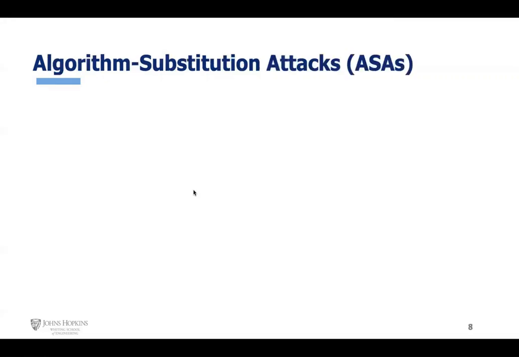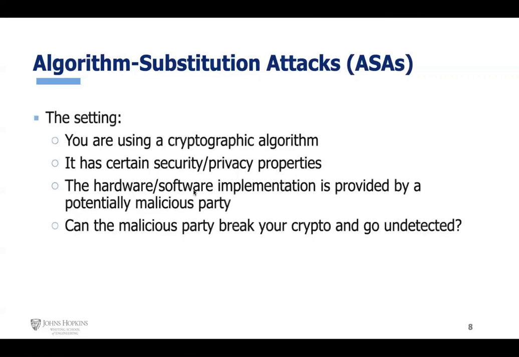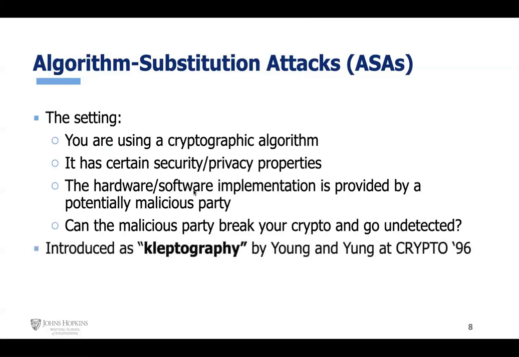Let's talk about algorithm substitution attacks. These are basically a way for formally modeling backdooring of cryptographic algorithms. So all cryptographic algorithms come with certain security and privacy properties, and then the hardware or software implementation is provided by a potentially malicious party, right? And so ASAs are the subjective study of such attacks, and we try to answer the question of whether such malicious parties can break your cryptography and go undetected, right? This was introduced first by Young and Young.